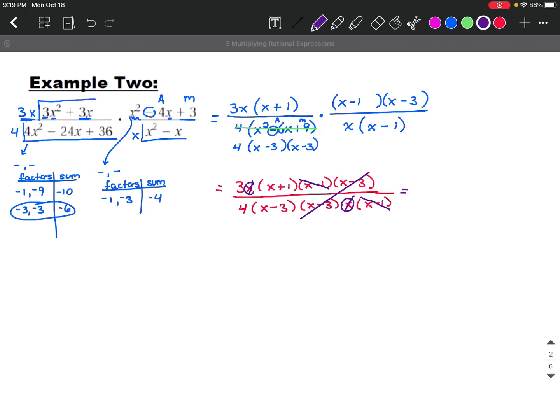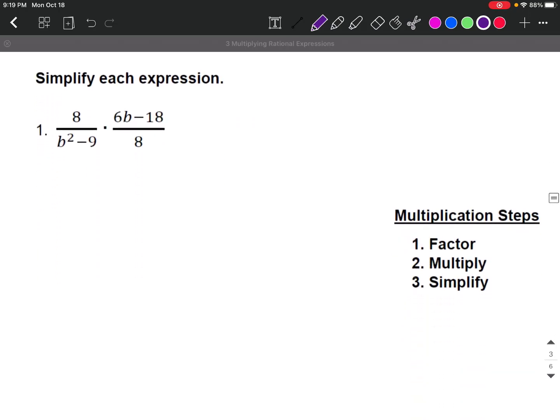Now if I look, let's check. The only thing left in the top is 3 times an x plus 1. And in the bottom, I have a 4 times an x minus 3. There's nothing that goes into 3 and 4, and those are not exact matches with the x plus 1 and the x minus 3, and you can't cross out just part of it. So there it is. Okay, let's try another one.